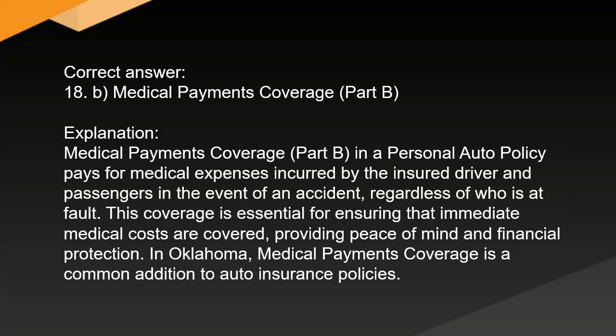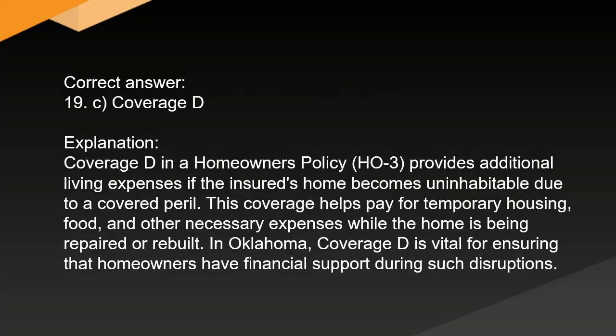Correct answer: B. Medical payments coverage, Part B. Explanation: medical payments coverage, Part B, in a personal auto policy pays for medical expenses incurred by the insured driver and passengers in the event of an accident, regardless of who is at fault. This coverage is essential for ensuring that immediate medical costs are covered, providing peace of mind and financial protection. In Oklahoma, medical payments coverage is a common addition to auto insurance policies.